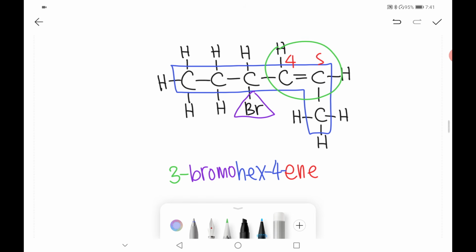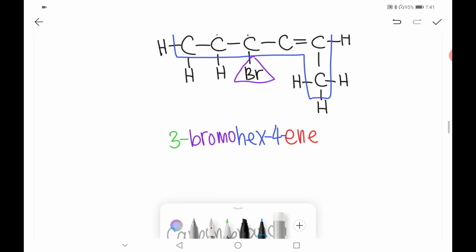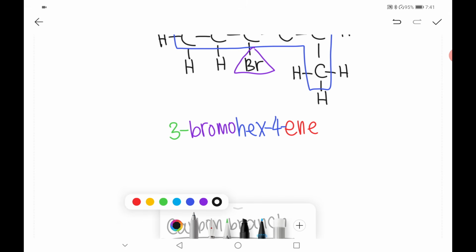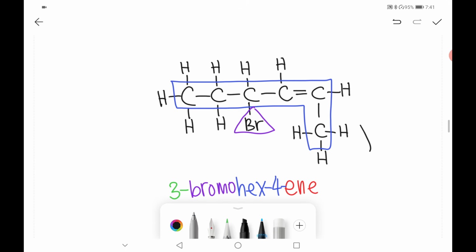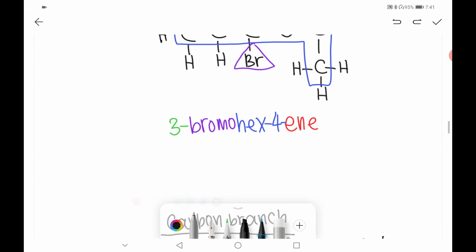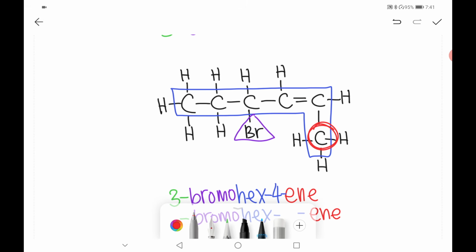Don't forget, this is not the final answer. You need to try again in the opposite direction. Change the direction from the right to the left. When you change direction, the name is still the same, so we copy back the name first. Now this is carbon number 1, number 2, number 3, and number 4. Now you can see the double bond is between the second and the third carbon.